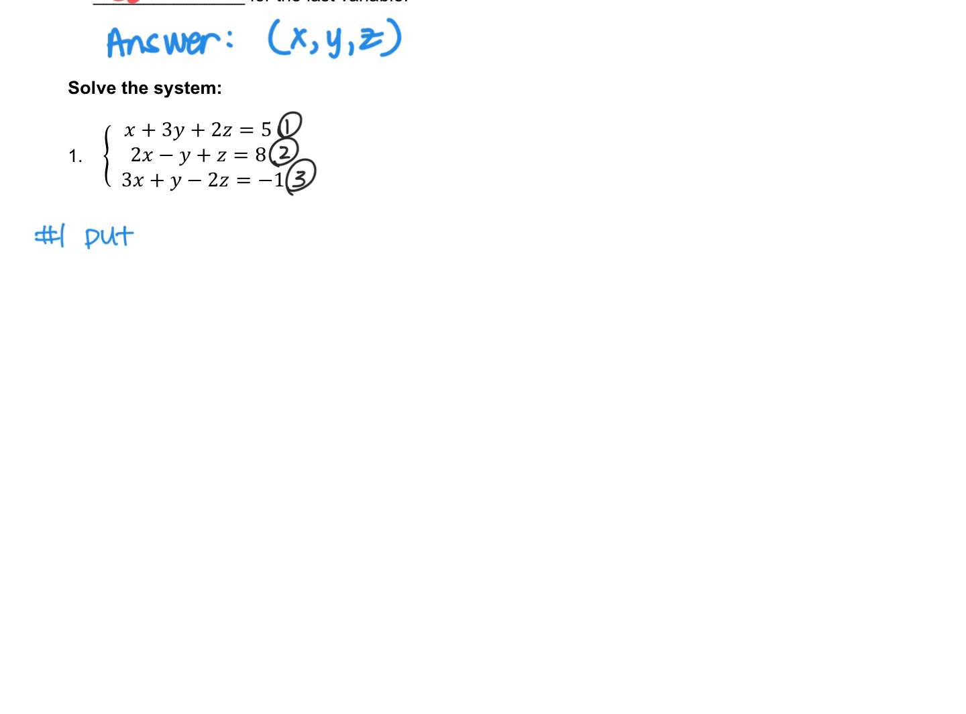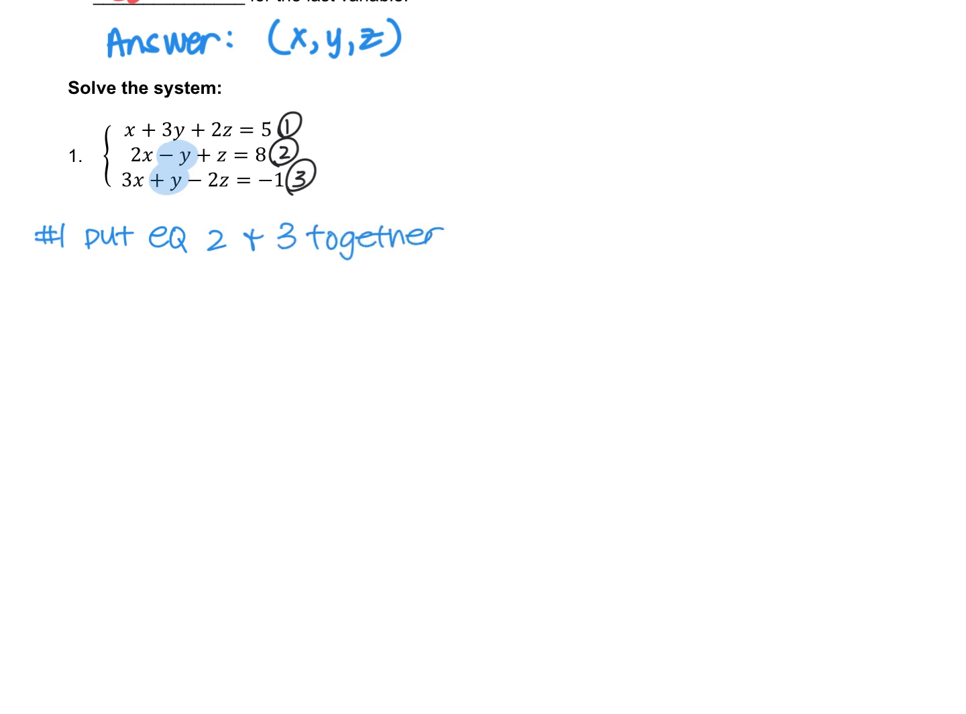As I'm looking at it, though, I see that I have a negative y and a positive y. Do you see that in equations 2 and 3? So I'm going to actually put those 2 together. So I'm going to put equations 1 and 2 together. That's going to be my first step. Wait, 1 and 2? That was 2. Sorry, 2 and 3. Yep, you're right. Equations 2 and 3 together.